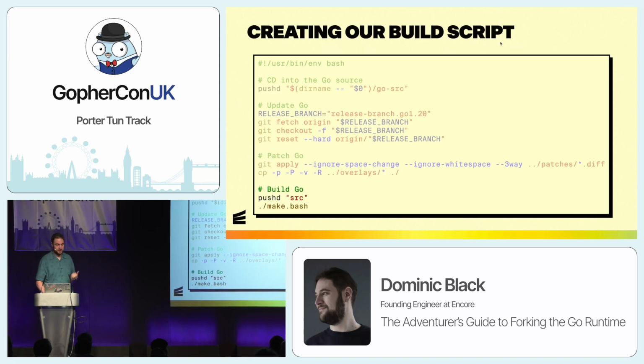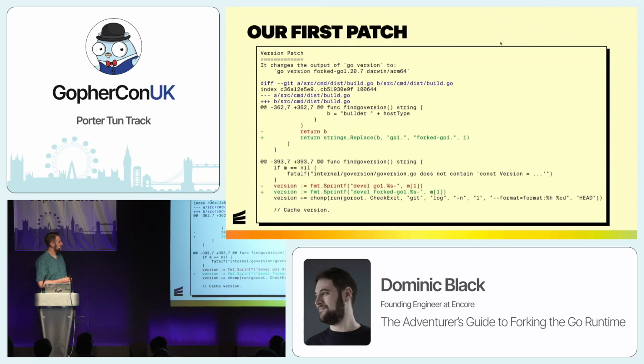But that's not what we're here to do. We're here to make a modification to Go. So let's do that. Let's make our first patch. And as I said earlier, we can put a description at the top of this patch. So without even reading the code, you know what I'm trying to do here. I just want to change the version of Go from Go 1.20.7 to forked Go 1.20.7.